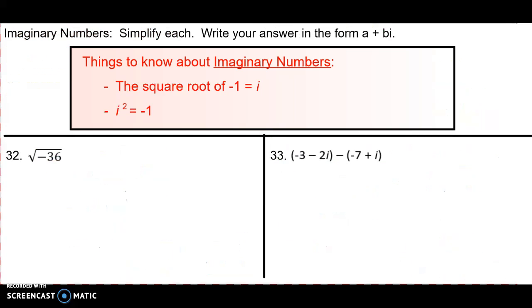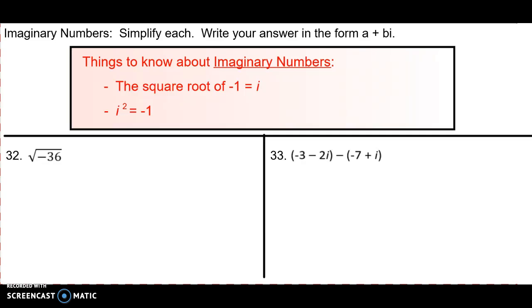All right, the next part of the review sheet goes over imaginary numbers. Now, things we need to know about an imaginary number. First thing, the square root of negative 1 equals i. So anytime you take the square root of a negative number, you need to have an i on your answer. For instance, if you had the square root of negative 25, that would be 5i because you're taking the square root of a negative number. You also need to know that i squared is equal to negative 1. So anytime you get an i squared in your work, you can replace that with a negative 1.